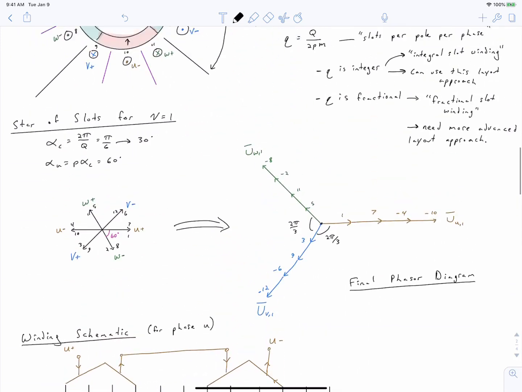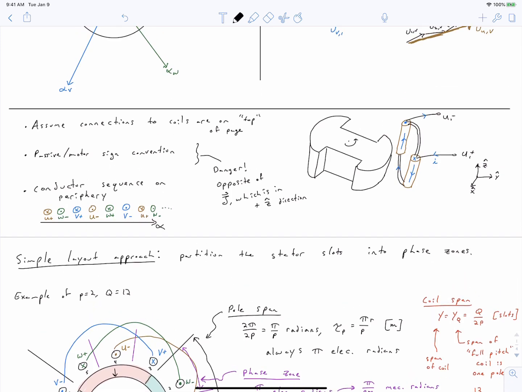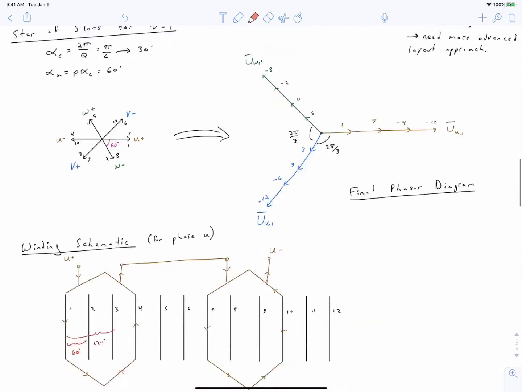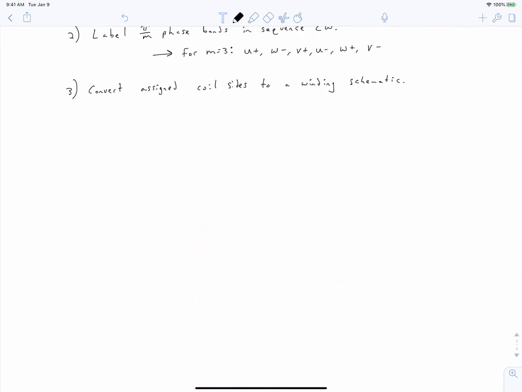And we do that by going back to what we set up here. By knowing that anything that is assigned to U plus is where current enters, and anything that's assigned to U minus is where current has to leave. So just as an example, let's depict this for a P equals 1, Q equals 12 winding. Up until now, we've been talking about a P equals 2, Q equals 12 winding. Now we're talking about the P equals 1 version of that.